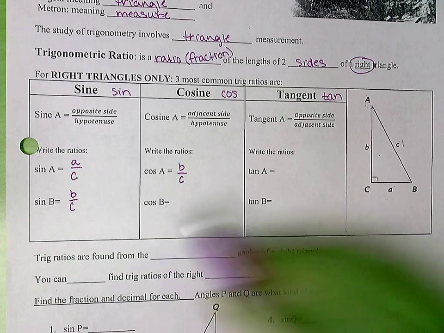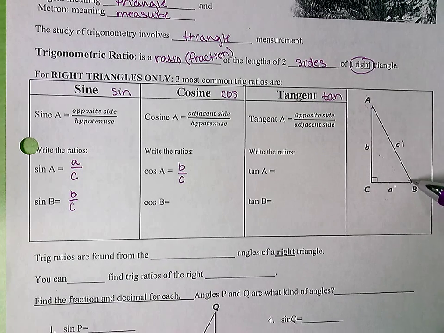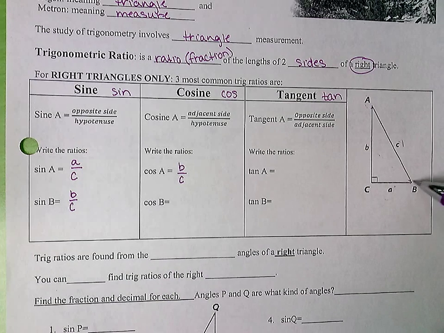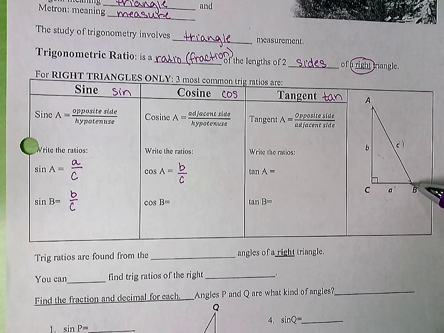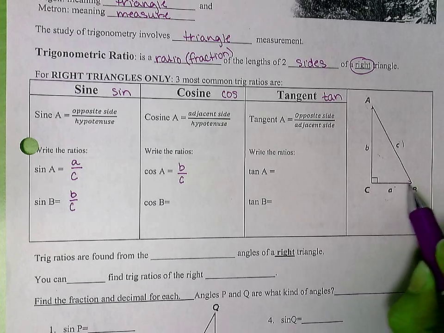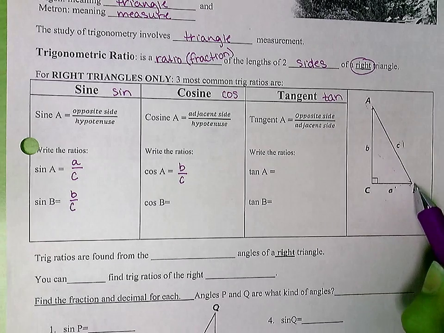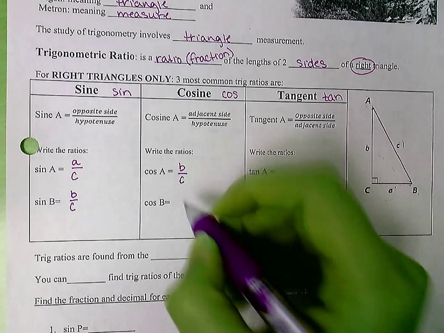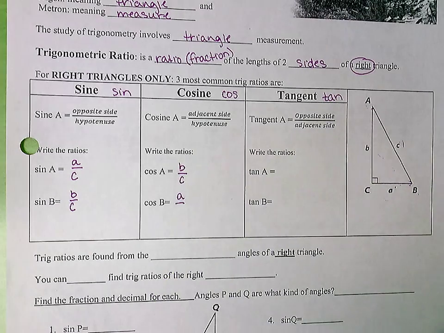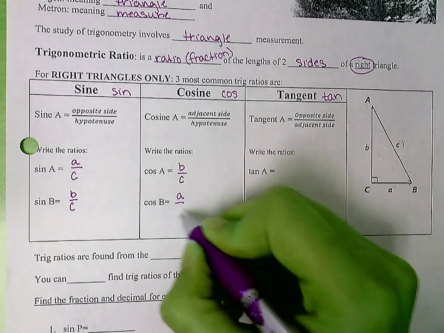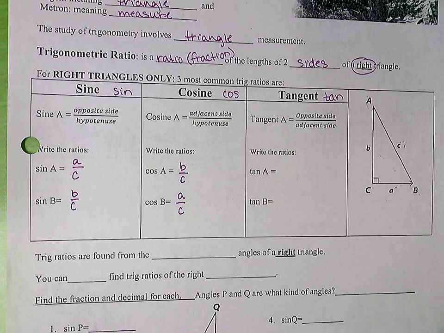Now cosine of angle B, starting from this angle right here. The adjacent side would be A, because C again is the hypotenuse. So your adjacent side is A, and that'll be over C for the hypotenuse.